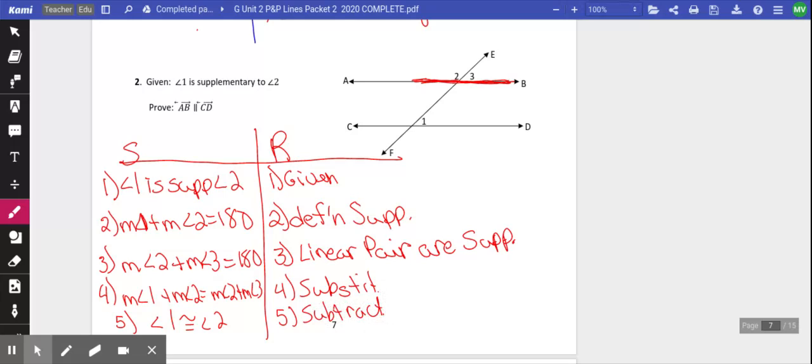And now that I know 1 is congruent, not to 2, sorry, to 3, what is the relationship there? Pause and think about it and come back. So hopefully you paused and thought about it and got that 1 and 3 are corresponding. So it's the same thing again. Corresponding angles congruent means the lines are parallel.